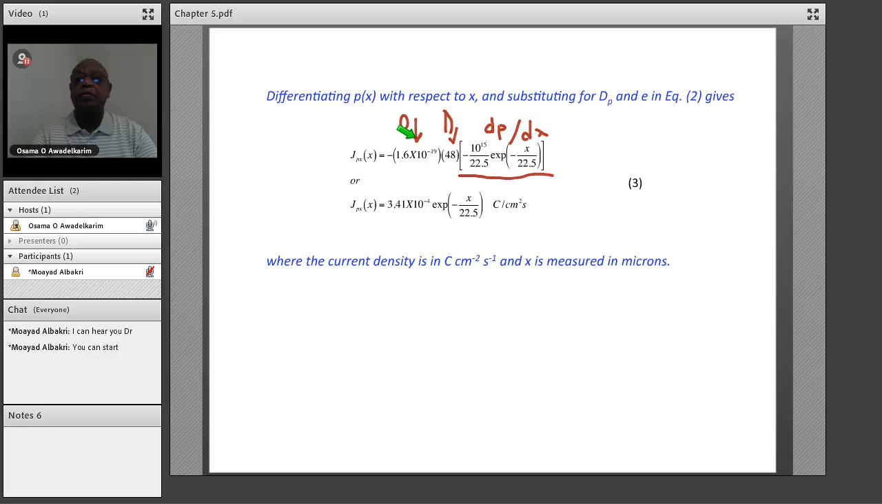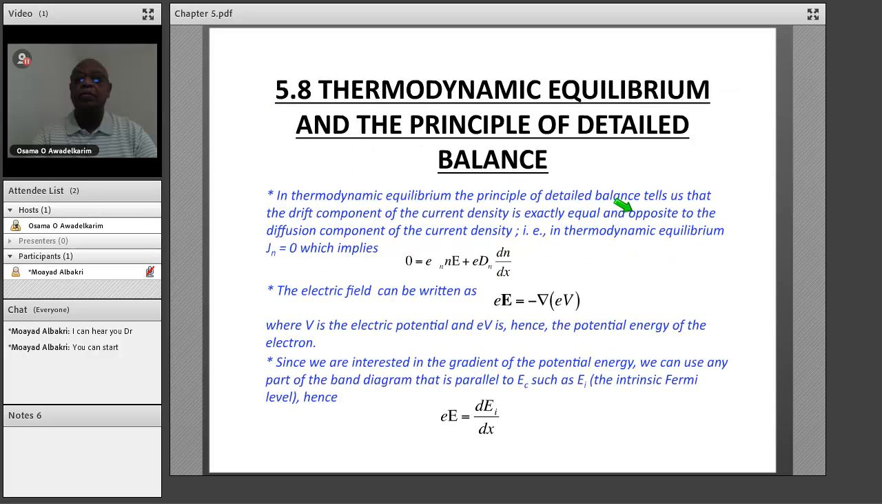Once you substitute those, you get J_px equals 3.41 times 10 to the minus 4 times exponential of minus x over 22.5. And look, the unit is coulomb per centimeter squared per second. Remember, coulomb per second is ampere. So it's ampere per centimeter squared, which is a current density, current per unit area. So that is the diffusion current density.